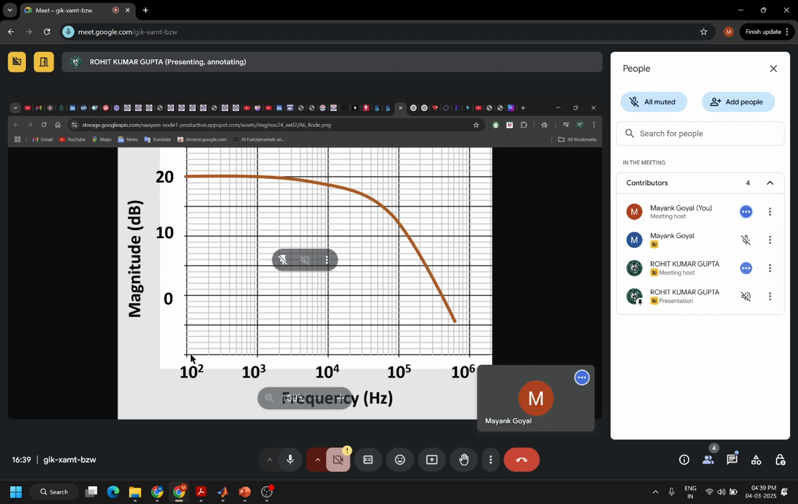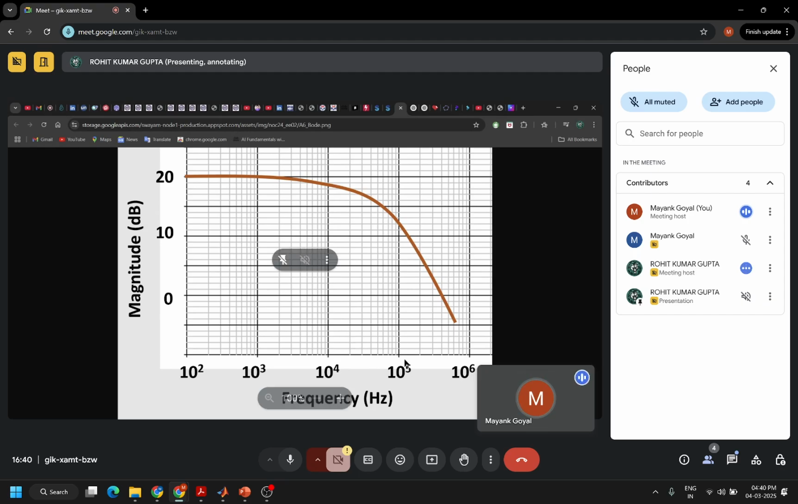So this is like 10 to the power 2. You start from the bottom value, so this would be 1 into 10 to the power 2. This will be 2 into 10 to the power 2. 3, 4, 5, 6. This will be 9 into 10 to the power 2. Next would be 10 into 10 to the power 2, which is your 1 into 10 to the power 3. Now you repeat again, so this will be 2 into 10 to the power 3. Here it is 9 into 10 to the power 3. Then this would be 10 into 10 to the power 3, which becomes your 10 to the power 4.